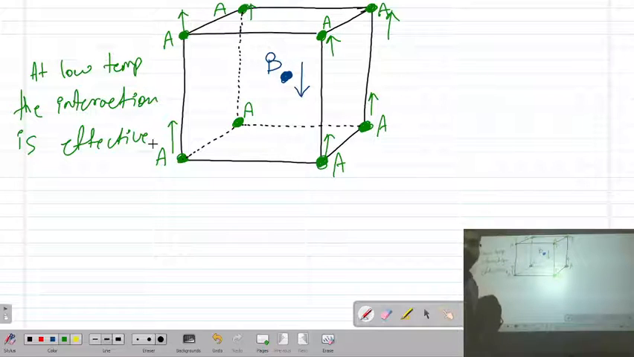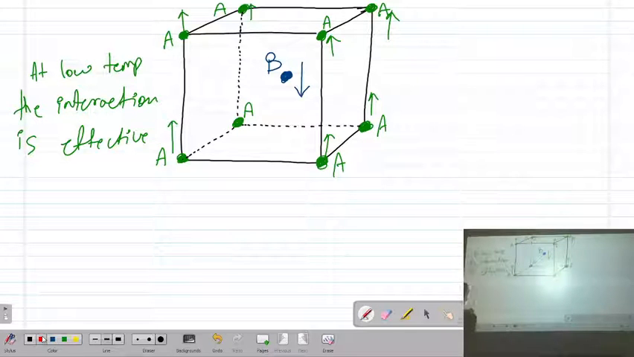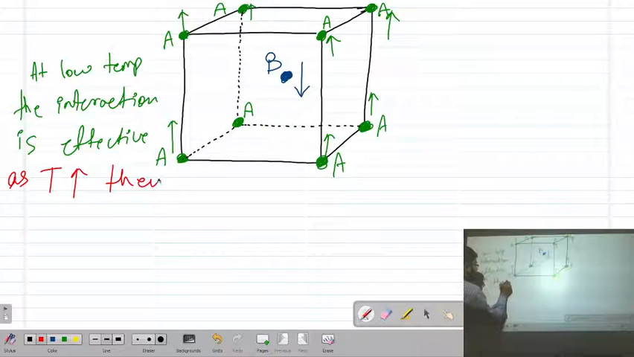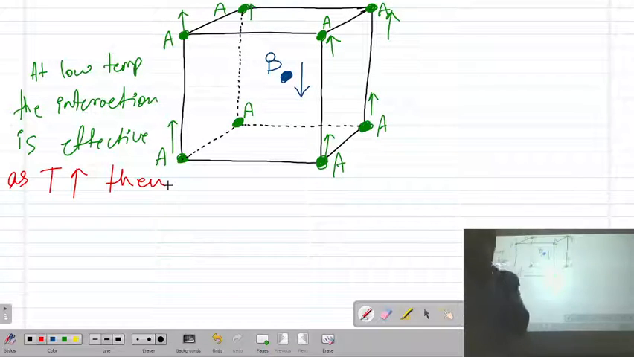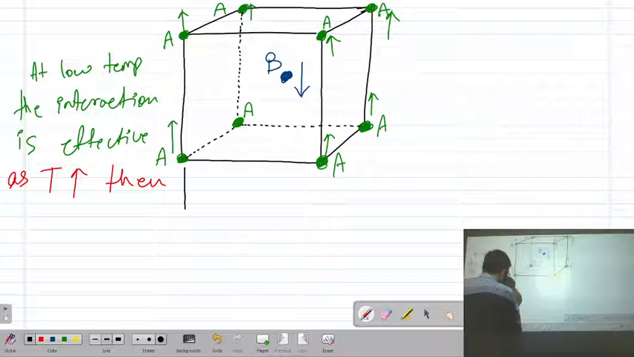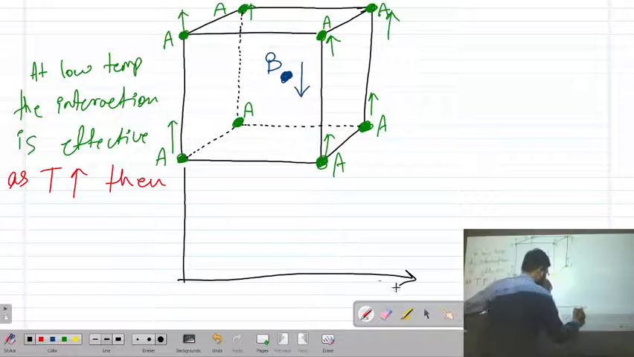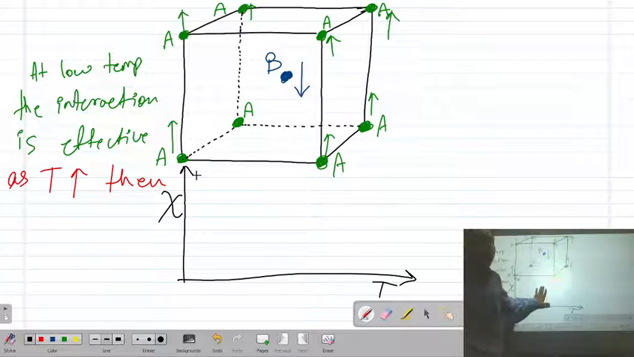At low temperature the interaction is very effective, and as the temperature is raised, the efficiency of the interaction decreases and susceptibility increases. For that, let us see another graph of temperature versus susceptibility. This is the graph for antiferromagnetism, susceptibility versus temperature.